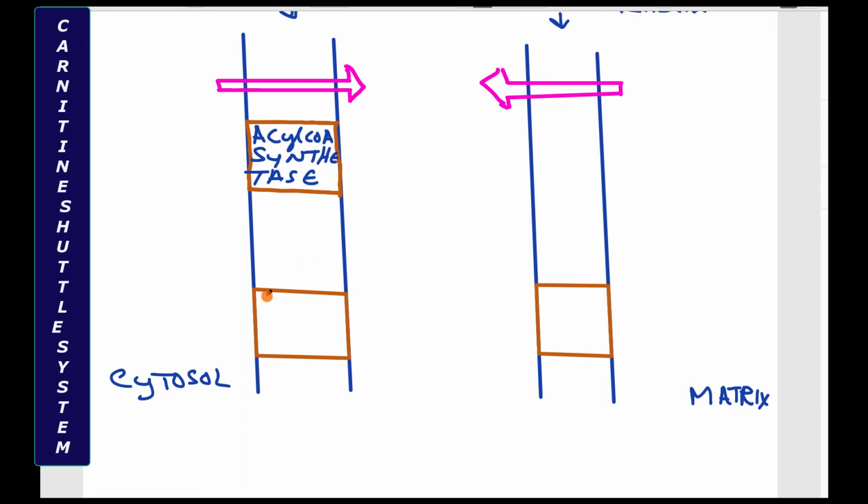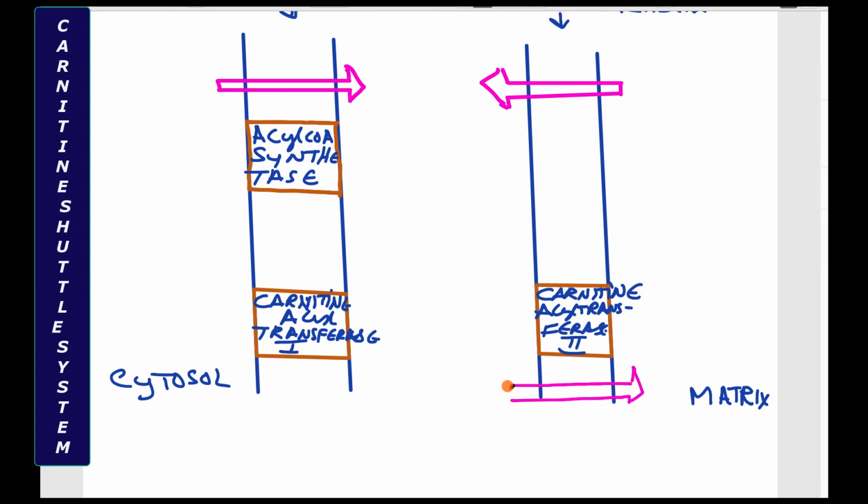It is called carnitine acyl transferase. Carnitine acyl transferase 1 is on the outer membrane. Carnitine acyl transferase 2 is present at the inner membrane. There is also a presence of translocase in the inner membrane.